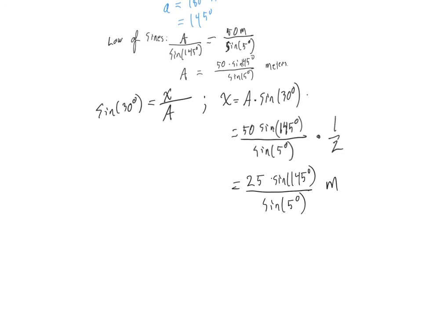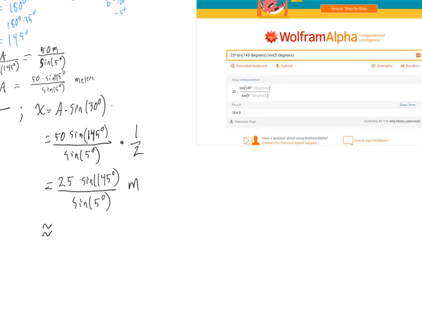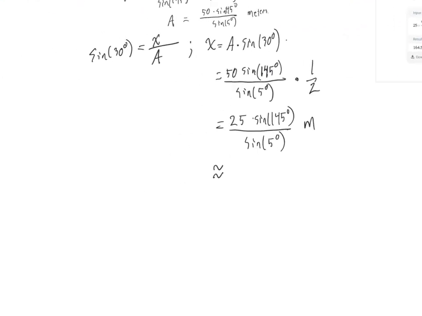Now, I actually care about how big x is. X is supposed to be the height of this mountain. This will be approximately, and now I'll just plug that into the machine. All right, we're back. So, plugging that in, 25 times the sine of 145 degrees divided by the sine of 5 degrees is somewhere around 164.5 meters. It's not much of a mountain, I guess. It's a pretty good hill, though.